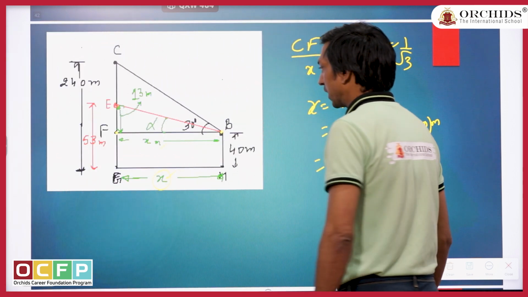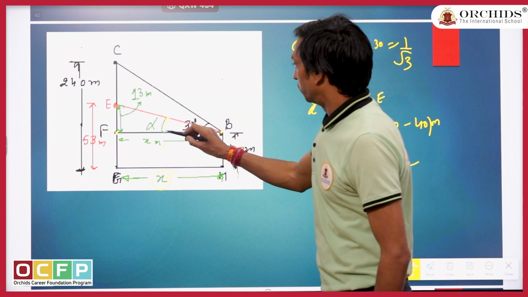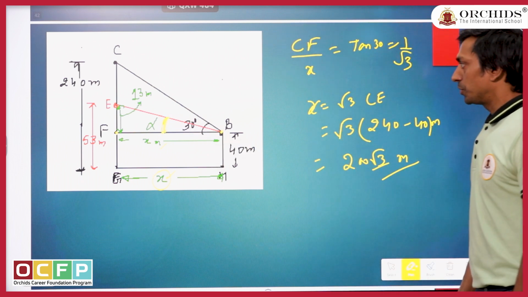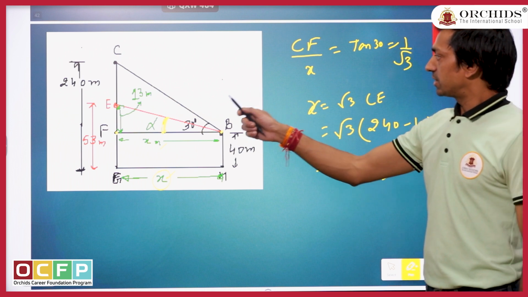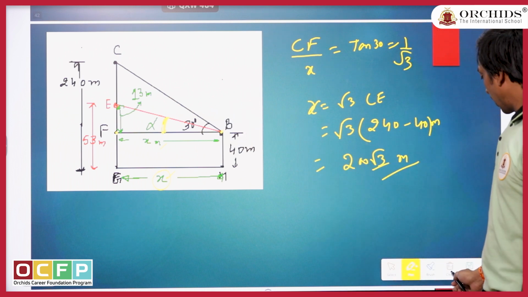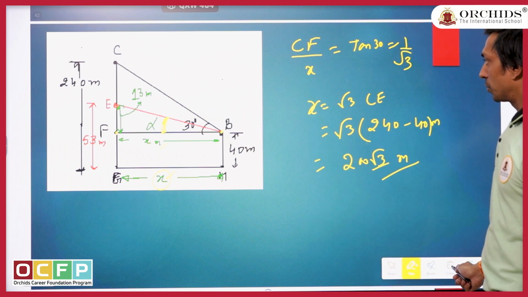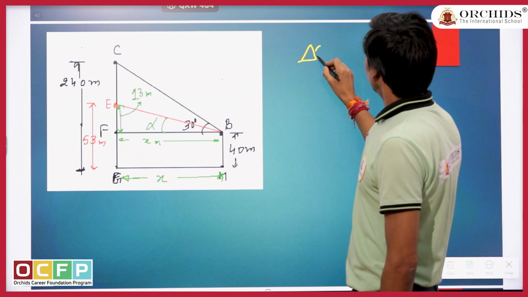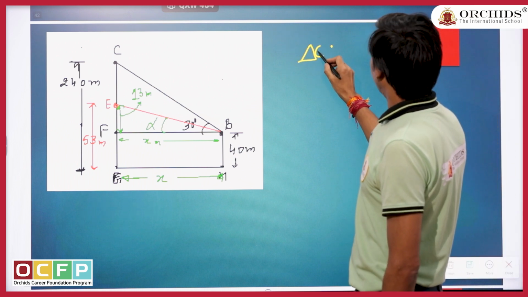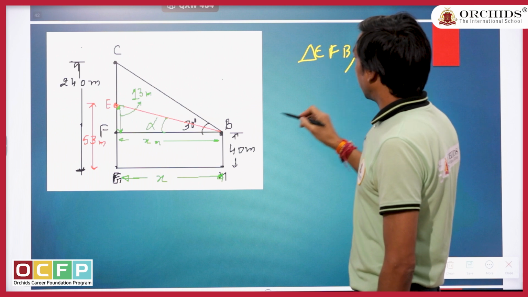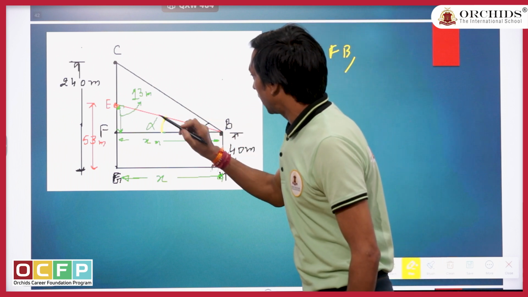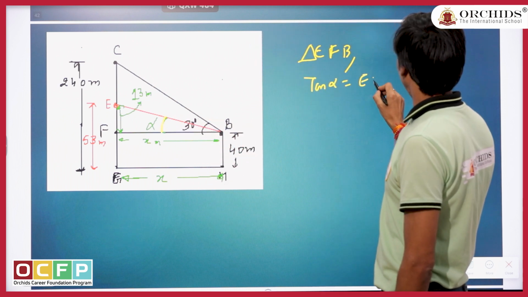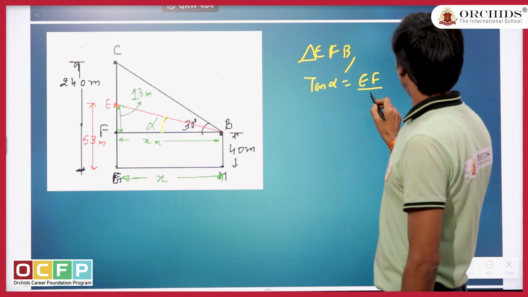The second thing is that we have to find the value of tan alpha. For that I need to take the right angle triangle EFB now, because the angle of elevation is given for this particular question also. In right angle triangle EFB, this angle is alpha. So I can write tan alpha is equal to perpendicular EF upon base FB.